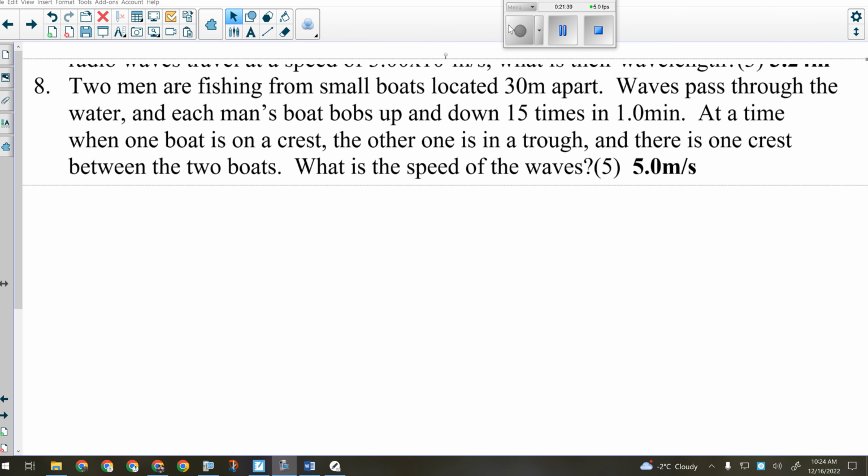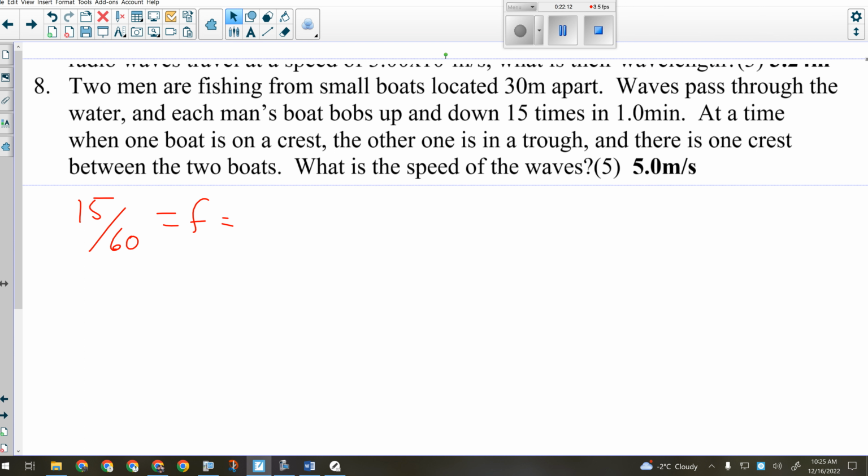Okay, so let's have a look at this one. Two men are fishing from small boats, and the boats are 30 meters apart. Waves pass through the water, and each man's boat bobs up and down 15 times. How many cycles is that? 15, because it said that it went up and down. That's the key thing. It completed 15 full cycles, and it did that in 1 minute. So I'm going to go 15 over 60 to get my cycles per second, or frequency.